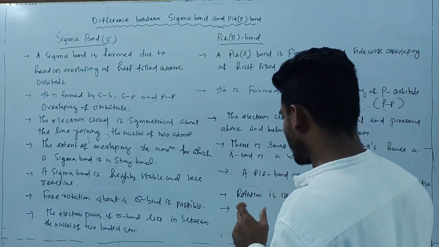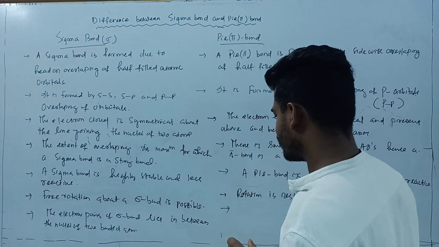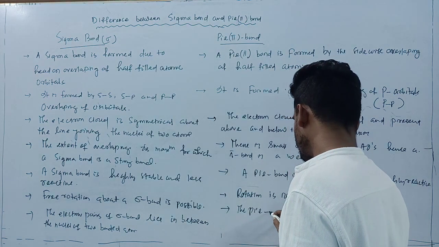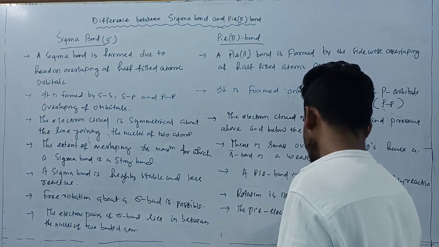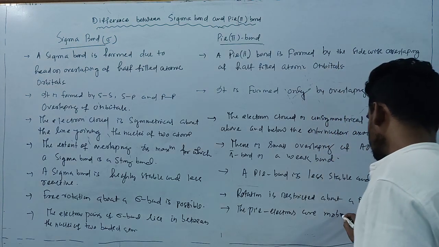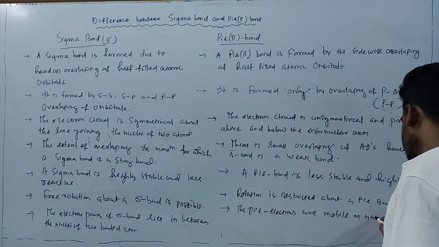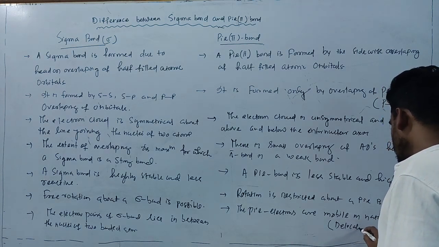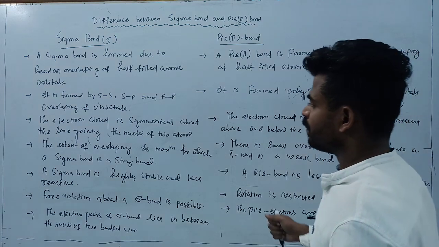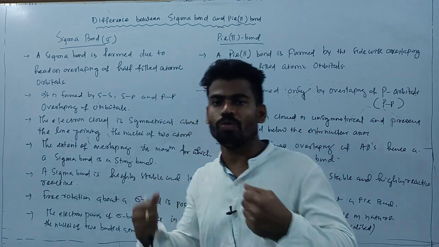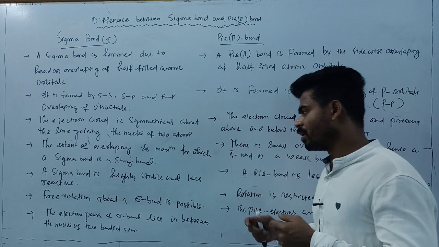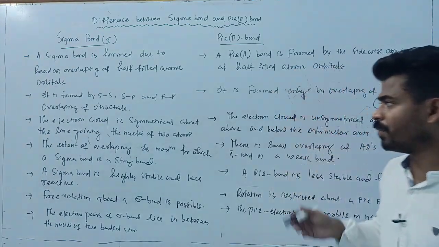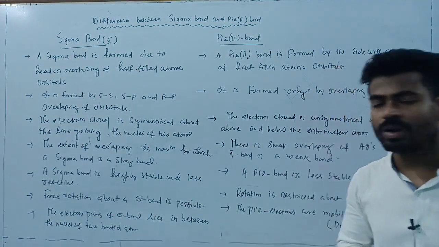That's clear. But for pi, you can say the pi electrons are mobile in nature. Mobile means delocalized. That means pi electrons are a little bit free to move, since it is formed due to side-wise overlapping of half-filled atomic orbitals. So these are the key points to distinguish between a sigma bond and a pi bond.